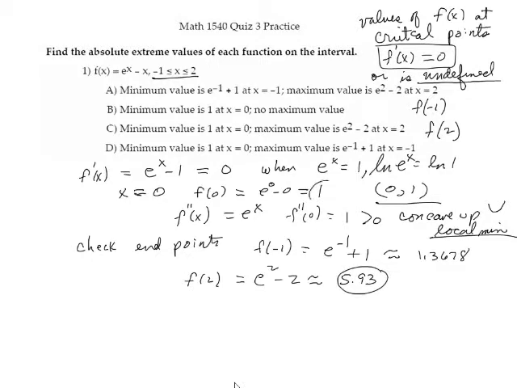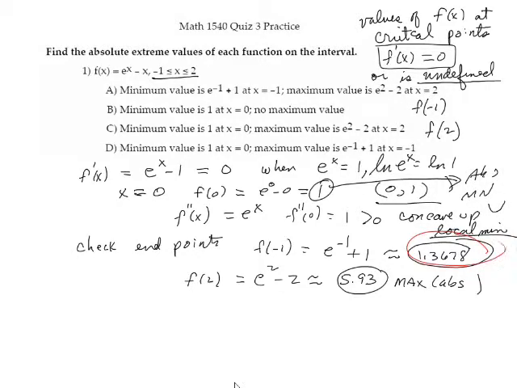Comparing all these values, we see that this is a max. In fact, it's an absolute max. And we see that the local minimum we calculated is also an absolute min because it's smaller than 1.3678. So we see the answer to this is answer C. Minimum value is 1 at x equals 0. The maximum value is e squared minus 2 at x equal 2.